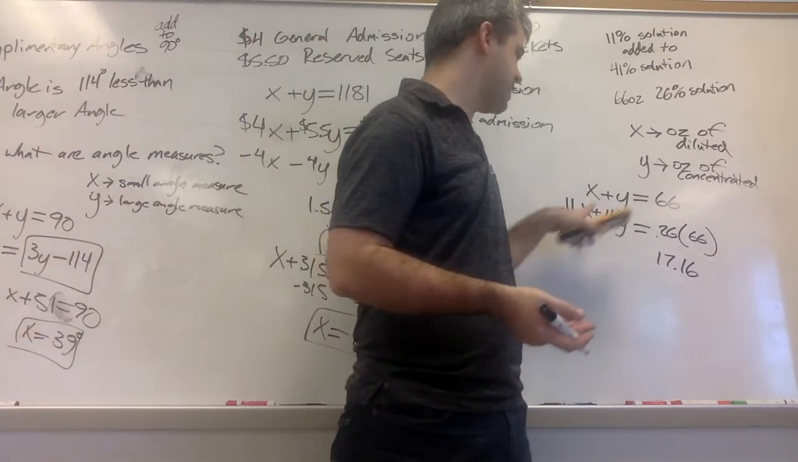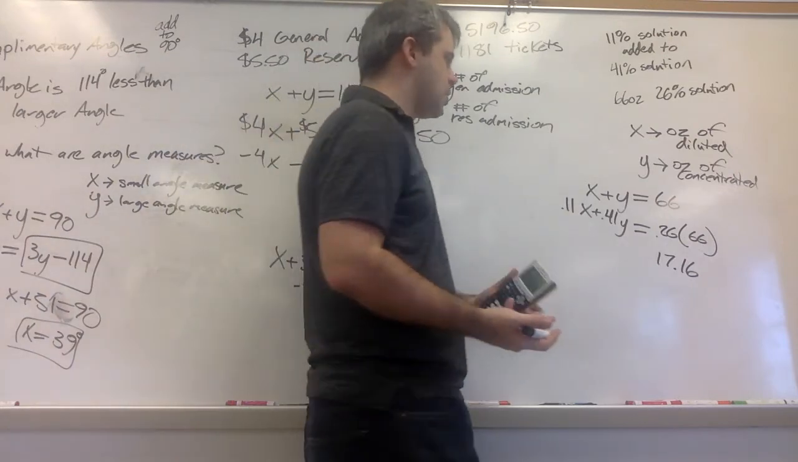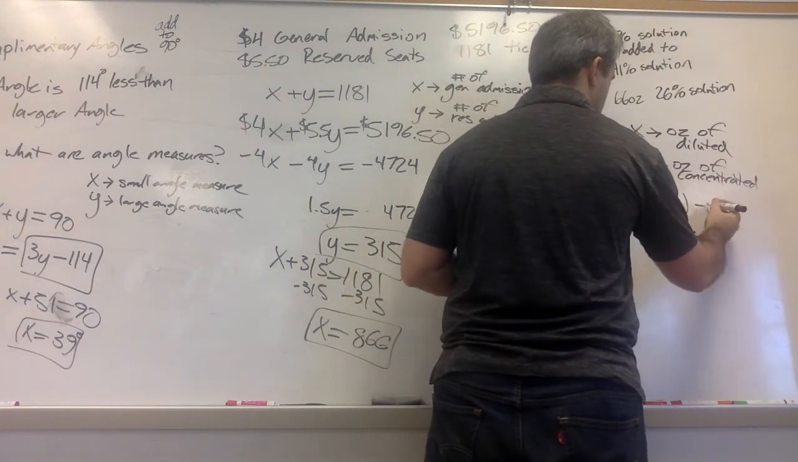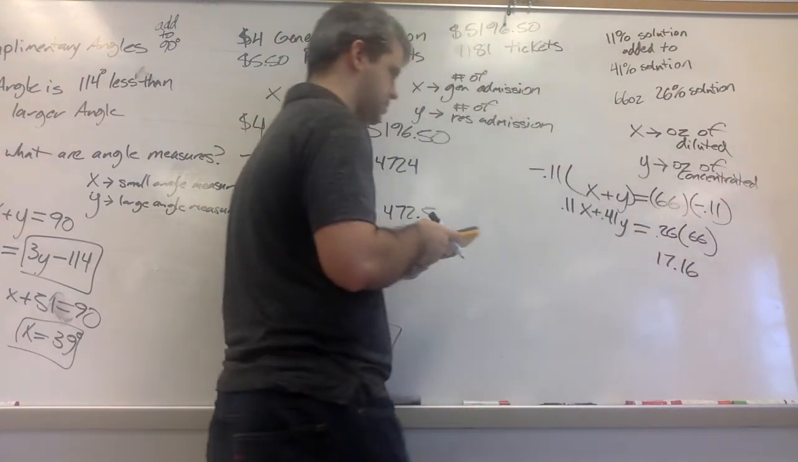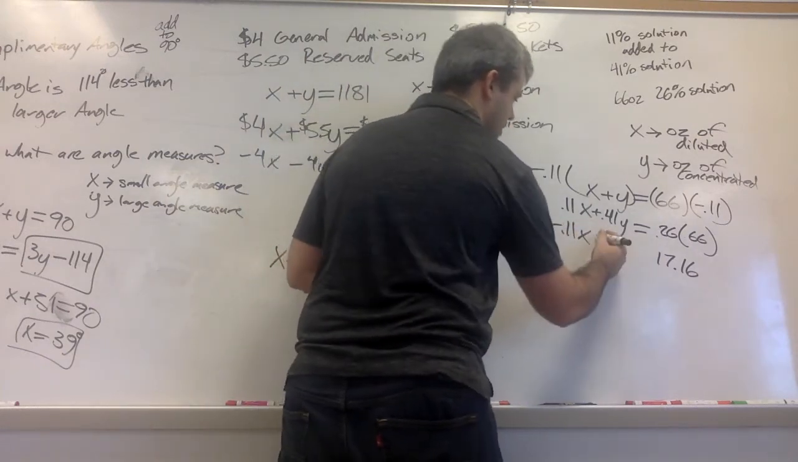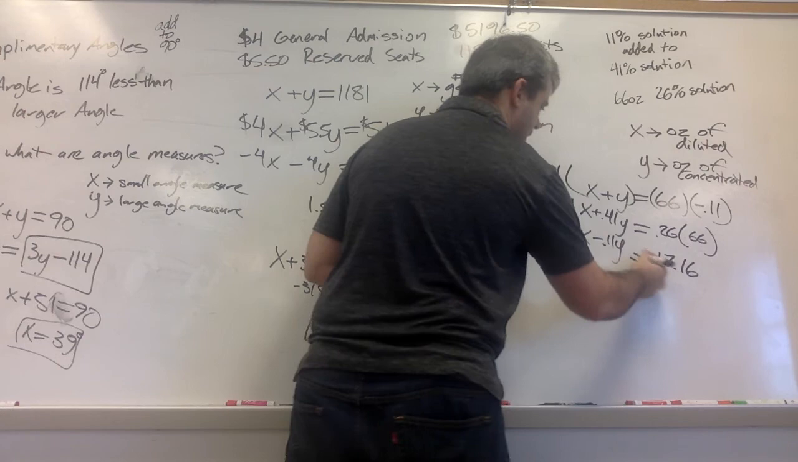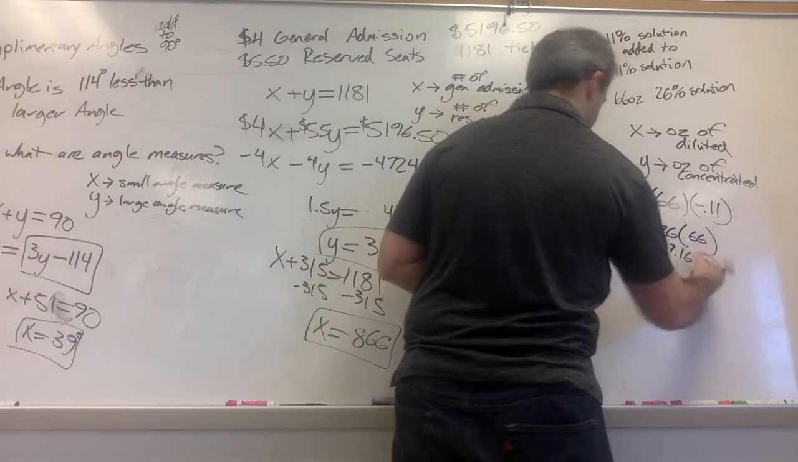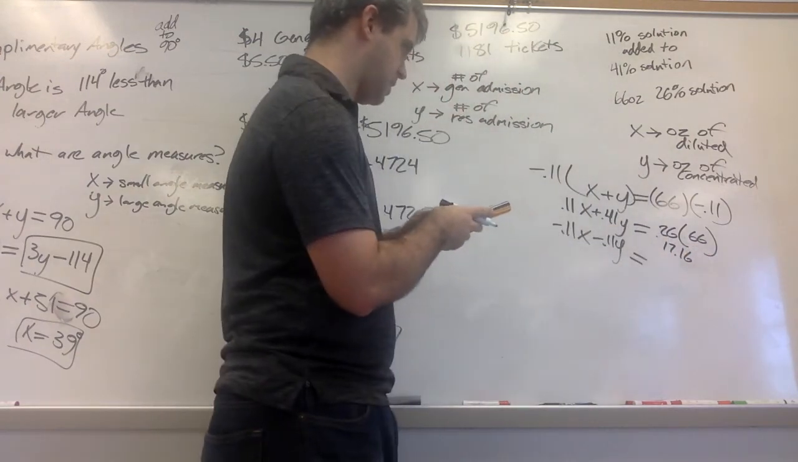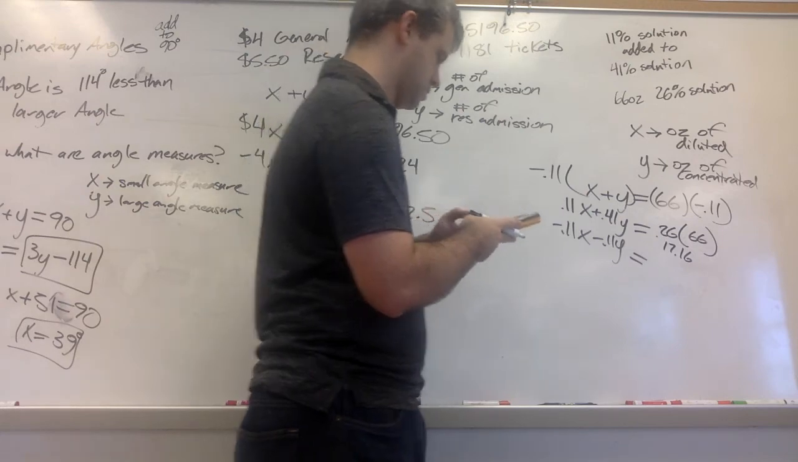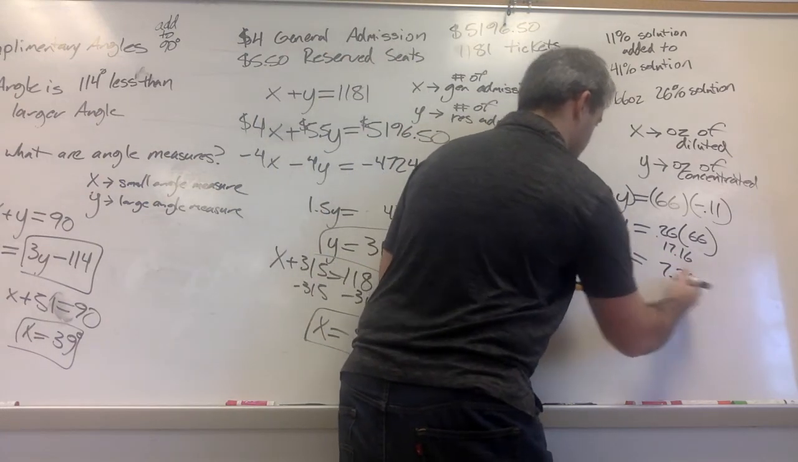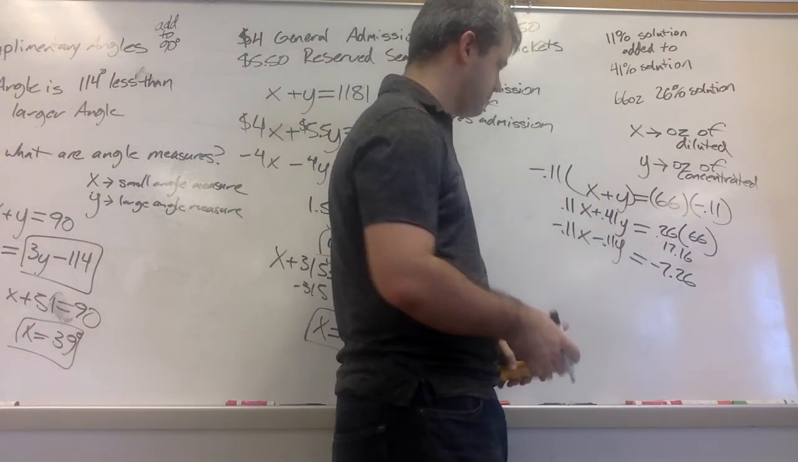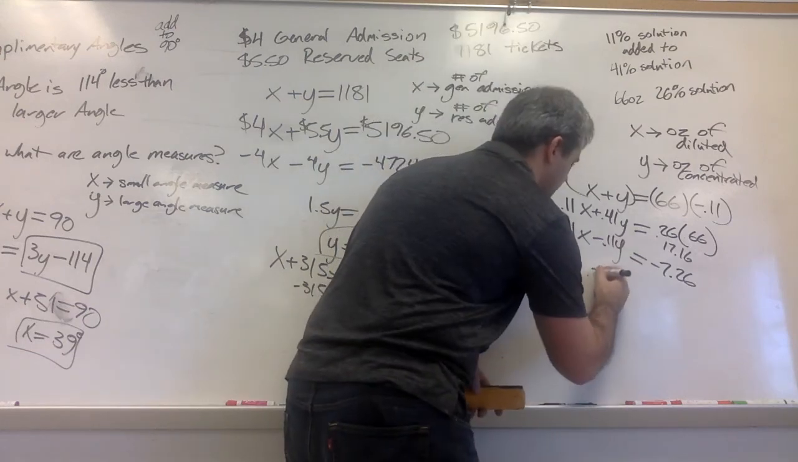So let's solve this. I'm going to go ahead and solve this with elimination. So I'm going to multiply both sides here by negative 0.11. So I get negative 0.11x, negative 0.11y equals, let's see, 6 times 7.26, negative 7.26. All right, we add this up, this cancels. We add this up, we get 0.3y.